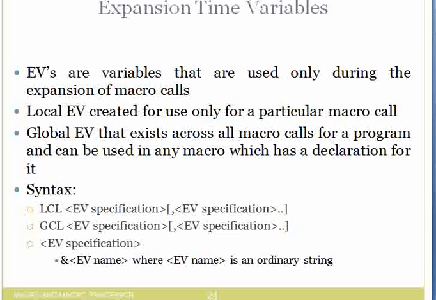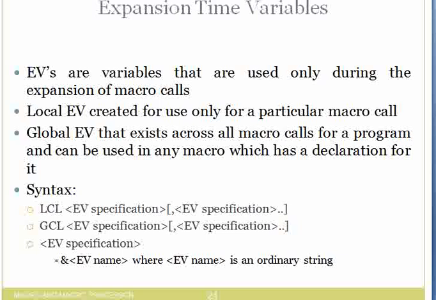It is very similar to the concept of local and global variables in a C program. A local variable simply means local to the function in which it is defined, whereas global simply means that it is accessible to all the functions present in our program. Similarly, local expansion time variables are local to the macro in which they have been defined, whereas global expansion time variables are the ones that can be accessed by all the macros present in our code.